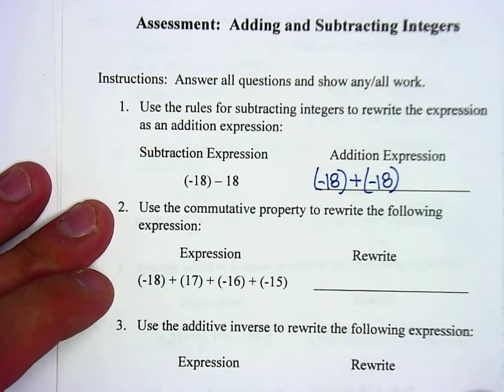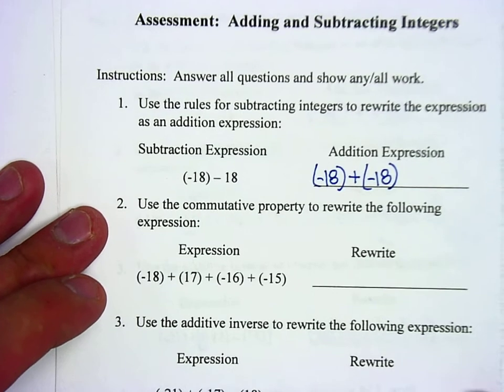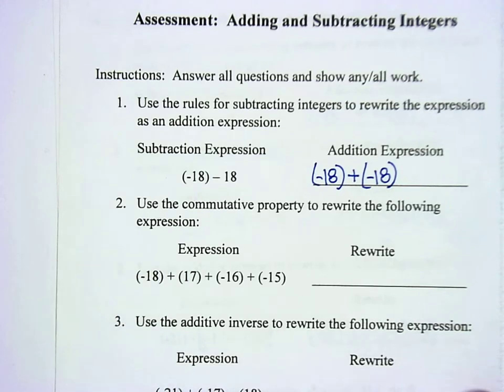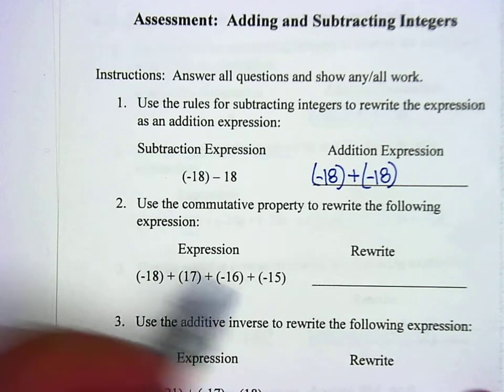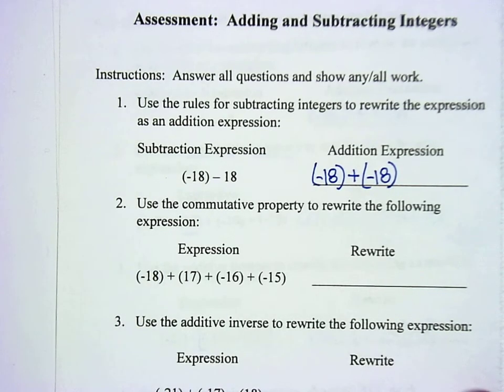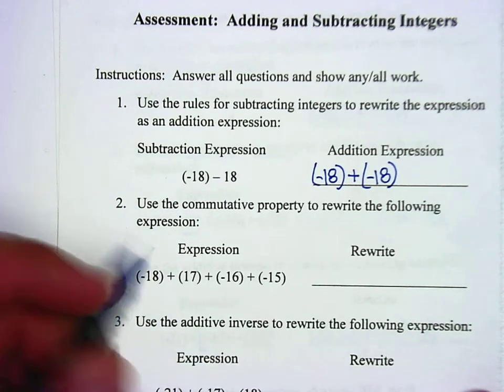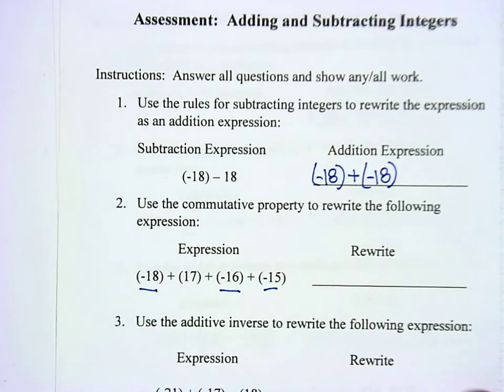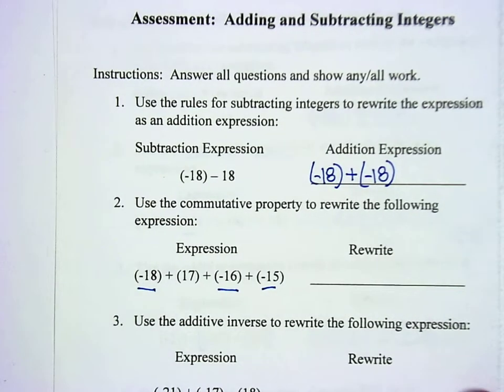Number 2 says, use the commutative property to rewrite the following expression. The commutative property means that when you have an all addition expression or equation, you can move the terms around however you'd like. In this case, we had learned to move all the negatives together and all the positives together. Well, I have 3 negatives here and only 1 positive, excuse me. So there's only really 2 real ways I can write this.